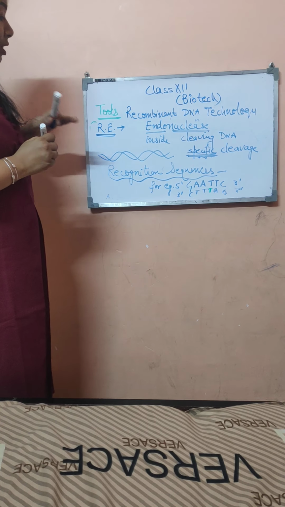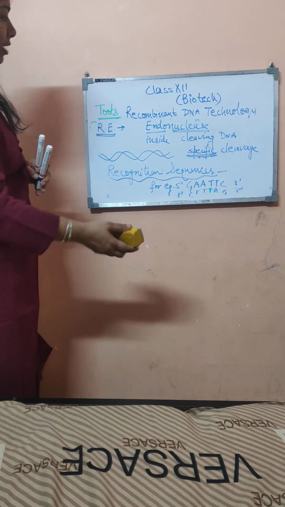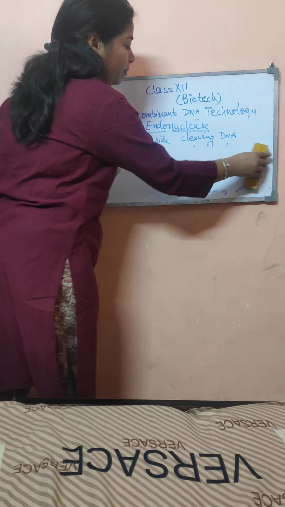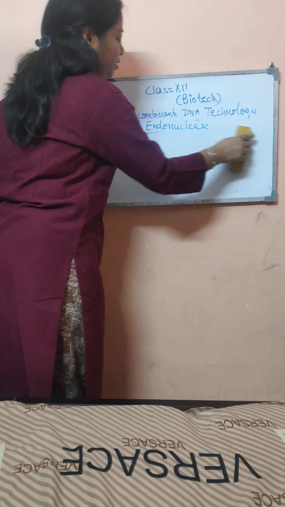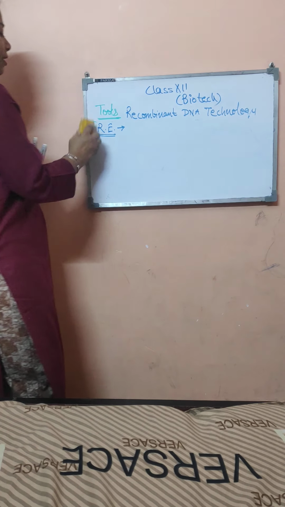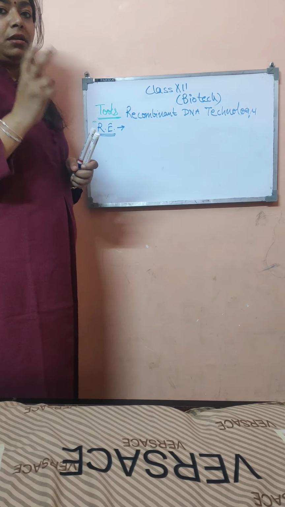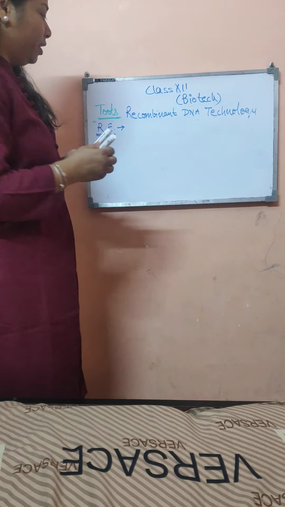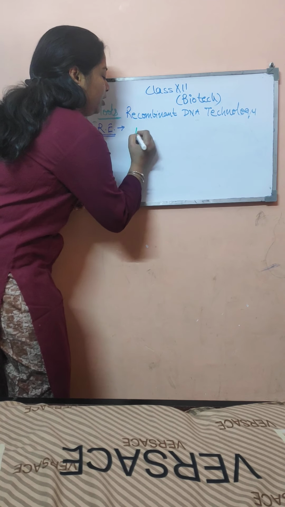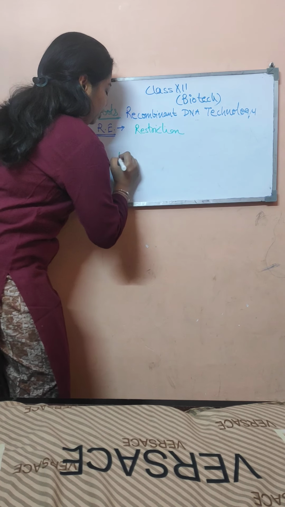So they are naturally present in the bacteria for their defense system. And how does this act? Actually, restriction endonuclease works under two processes. One is known as restriction and another is known as modification.